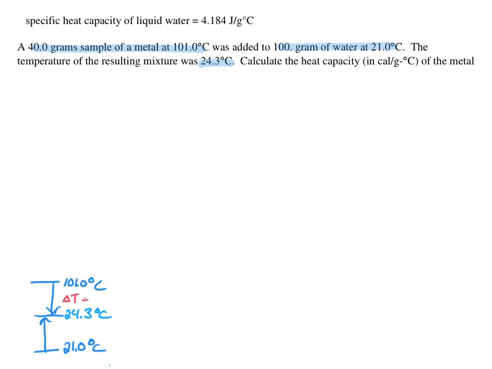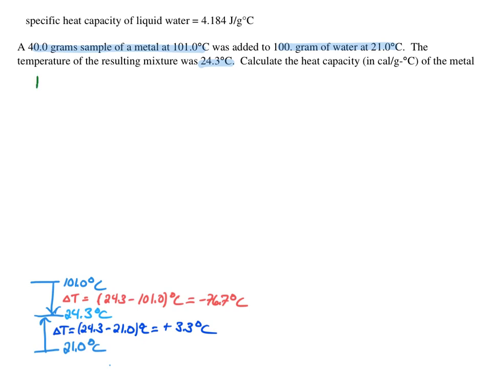There are two different temperature changes. For the metal, the delta T is the final temperature minus the initial temperature of the metal, and that is equal to a minus 76.7 degrees C. For the water bath, we have delta T is the final temperature minus the initial temperature of the water bath. So that's going to be a positive 3.3 degrees C. So two different things are changing temperature. That tells us this is a calorimetry problem.